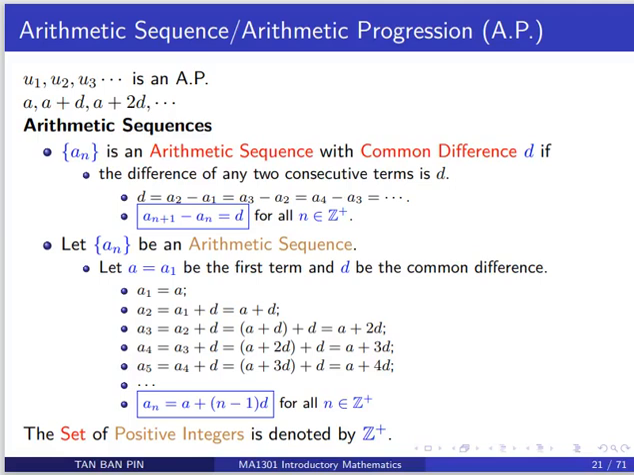Starting with the number A, if you try to form a sequence by adding D repeatedly to get the next term, then you get a sequence of the form A, A plus D, A plus 2D, A plus 3D, A plus 4D, and so on. We call such a sequence an arithmetic sequence or arithmetic progression, in short AP. And the number D is known as the common difference.